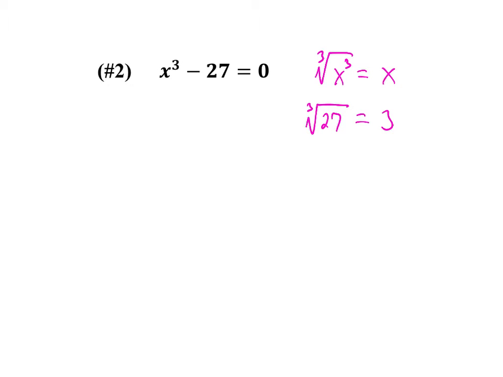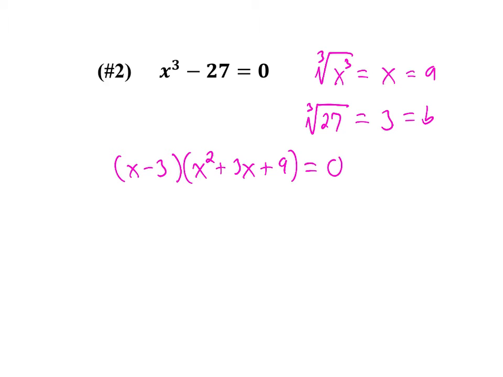And so now we need to do our difference of cubes formula. So it's going to be a minus b. This equals a, this equals b. So a minus b is going to be x minus 3 times a squared, which is x squared, plus ab, so x times 3 is 3x, plus b squared, 3 squared is 9. And we set that equal to 0. I should have asked first before we started solving, is it equal to 0? Because that's most important, and it is equal to 0.